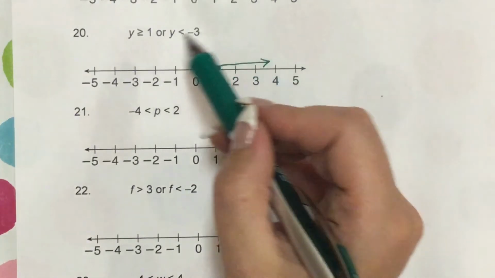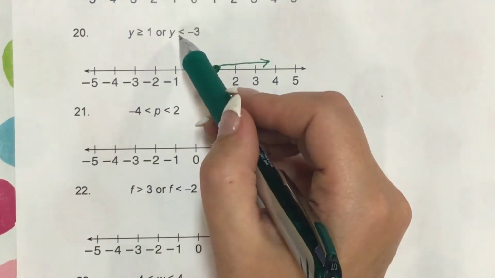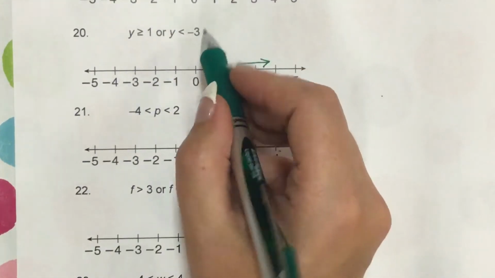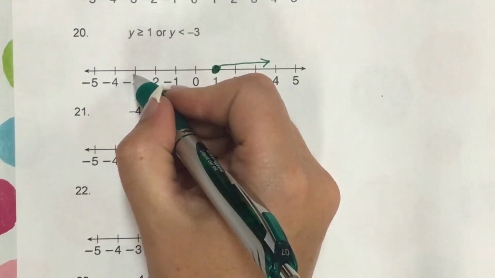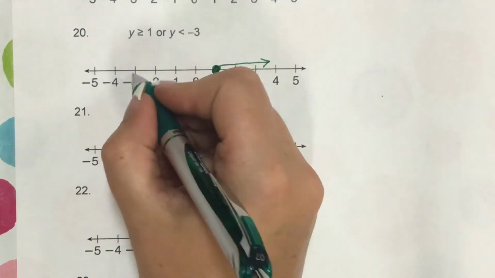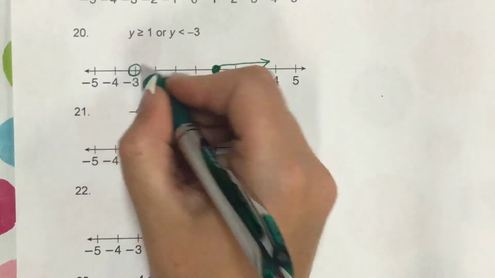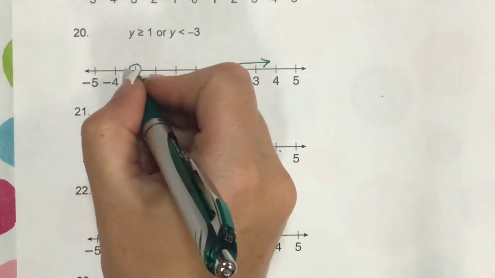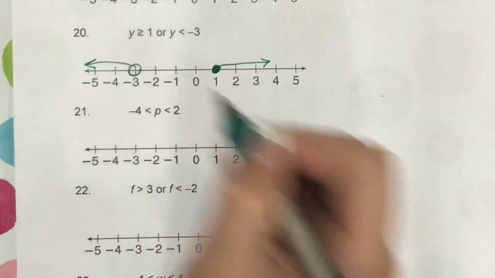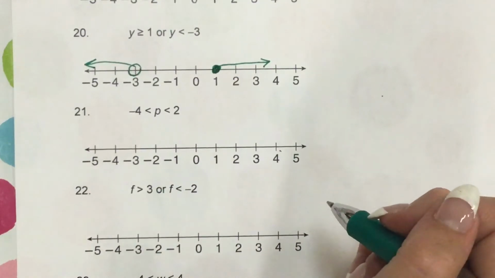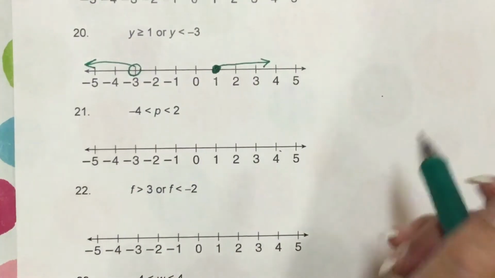Okay? Or y is less than -3. So I'm going to go to -3. It's less than, so it can't include -3, so it's going to be an open circle, and everything less than -3 would be this way. So that's how you graph that one.